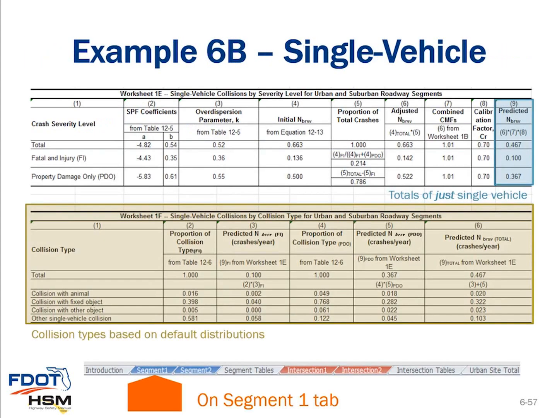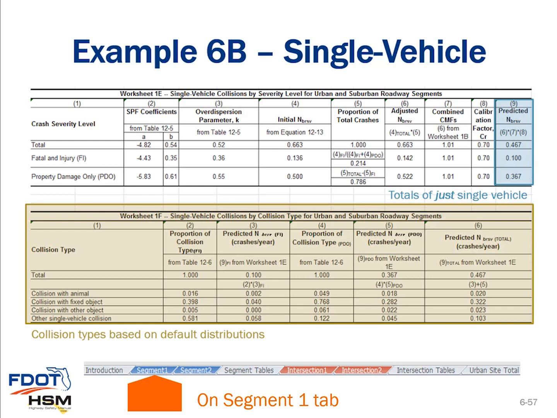Looking further into the details here, we go down under the same tab as segment 1 to single vehicle. And again, you can see to the right the predicted for single vehicle of 0.467. And you can see there's a breakdown, but the collision types are a little different this time. You're looking at collision with animal, collision with fixed object.